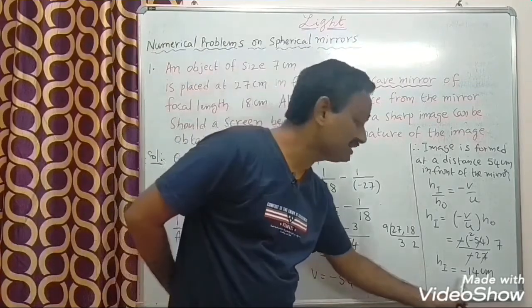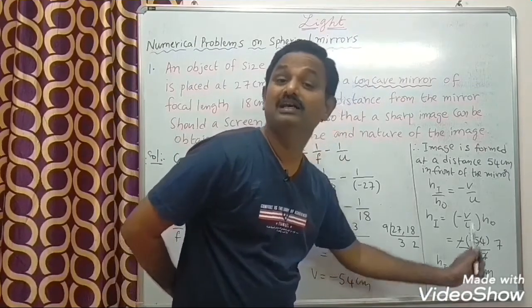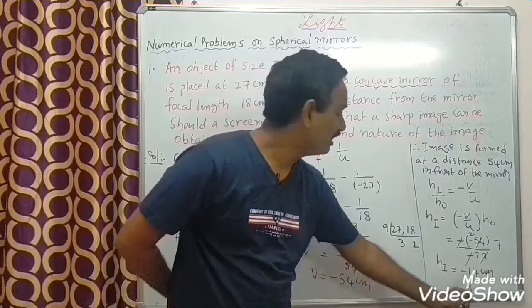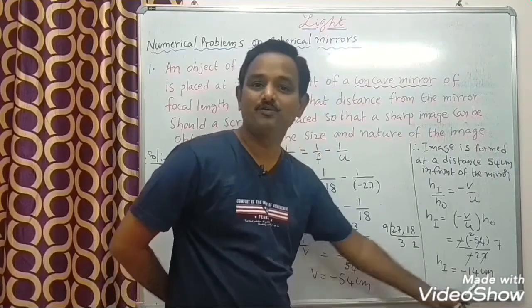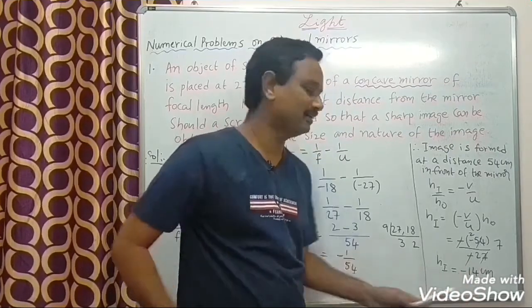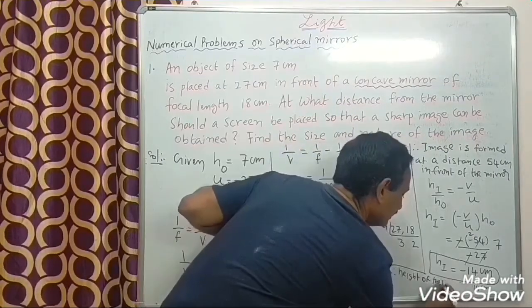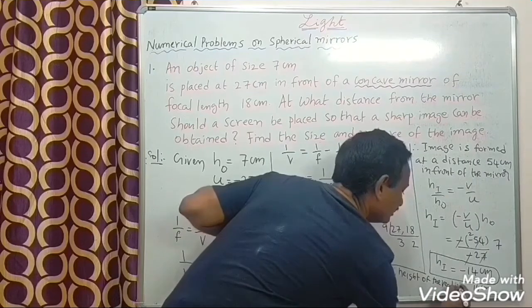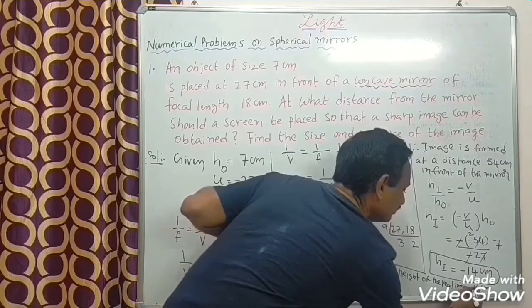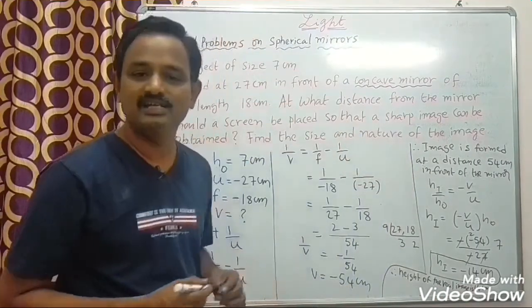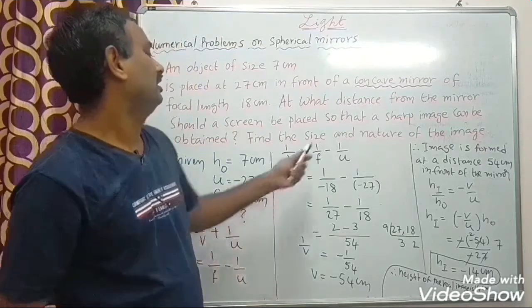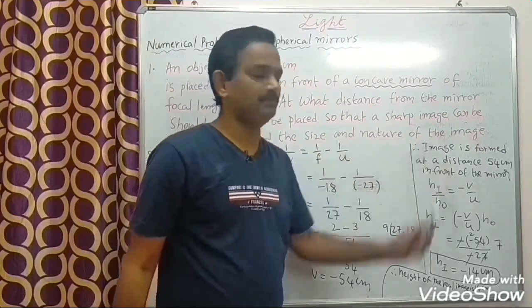Students, here minus indicates that it is a real image. So the height of the real image is 14 centimeter. Then, what is the nature of the image?